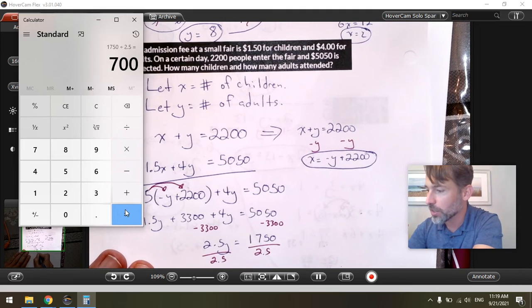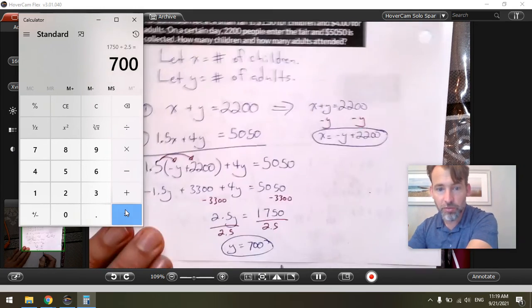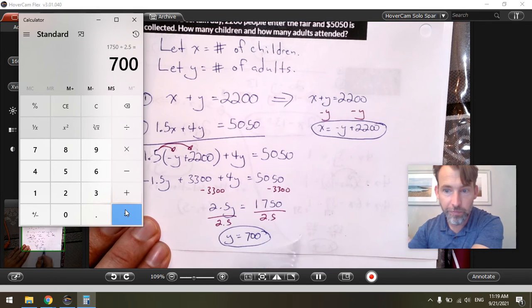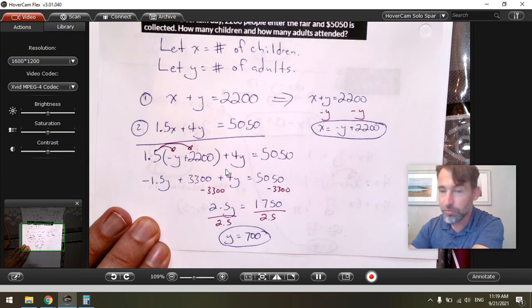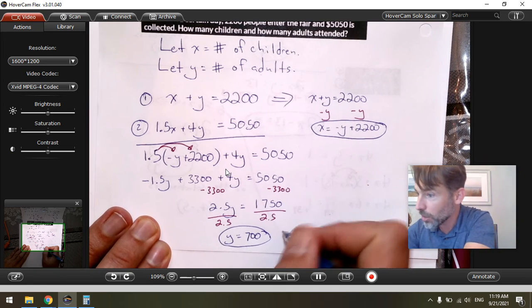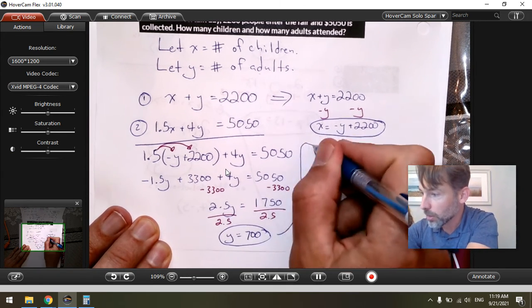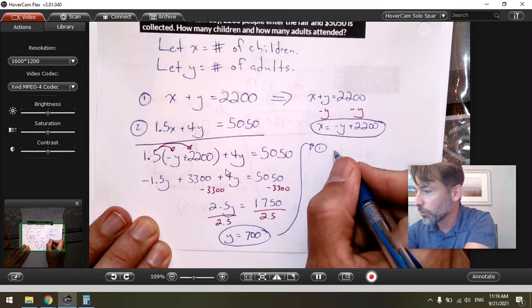What did we just find? Well, we're going to circle it because that's part of our answer. y is equal to 700. What did we find? We found that the number of adults who entered was 700 adults. That told me 1,500 children came. How did I do that so fast? Well, I used equation number 1 in my head. And I'll show you what it looks like. Over here, equation number 1. I'm going to write it out again.